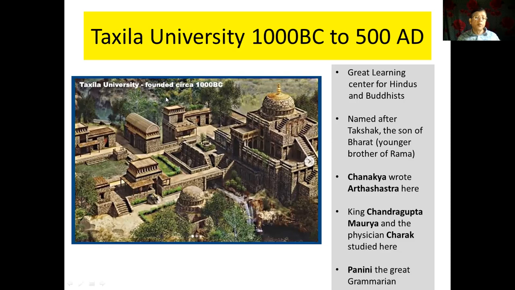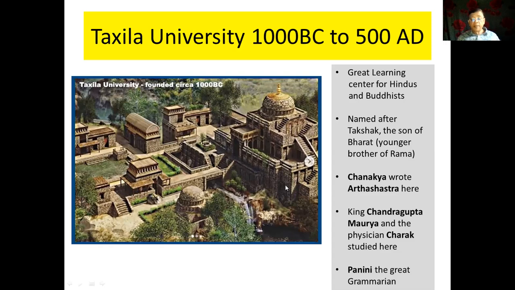The Takshashila University was founded in 1000 BC. It was a great learning center for Hindus and Buddhists. And it is said it was named after Takshak, the son of Bharat. In the Ramayana, Bharat is the younger brother of Rama, and his son's name was Takshak. So maybe the Taxila University name has come from there.